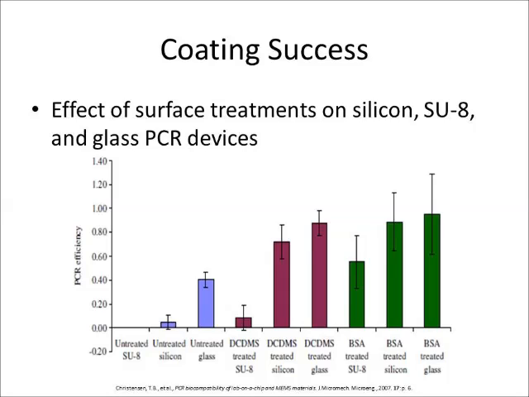For example, silicon, SU8, and glass devices, either untreated, silane-treated, or protein-treated, were all compared for PCR efficiency. It was found that the protein coating worked best for PCR efficiency, but if such a device is used for multiple purposes, such as fluorescent analysis of DNA, one coating may not be best suited for all situations.